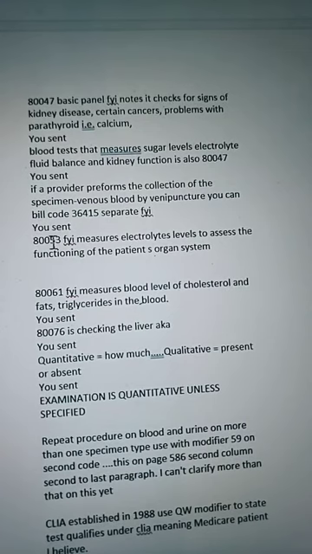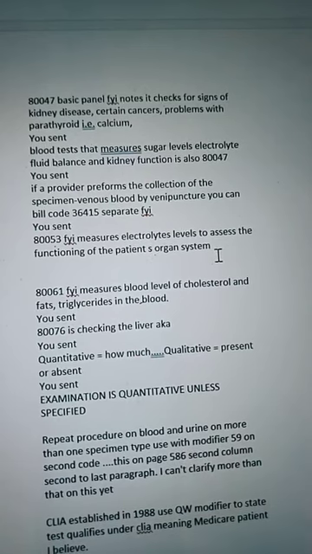Let's see. 80053 is the measure of electrolyte levels to assess functioning of patients' organ systems.